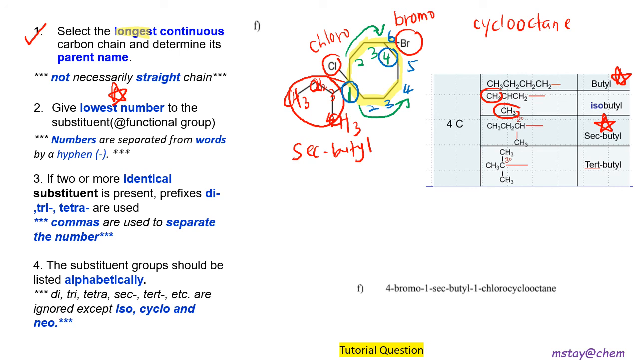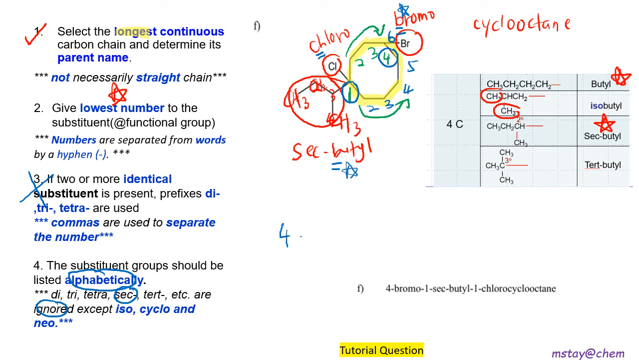Okay, so then now we have chloro, bromo, sec-butyl. There are no identical substituents, so we can ignore step number 3. For step number 4, we need to follow alphabetical order. For sec-butyl, sec is ignored, which means that we will consider B for butyl. Chloro, as usual, we consider the C, and bromo, as usual, we consider the B. So now here we have 2 Bs, one is butyl, one is bromo. Then we will focus on the second letter. R comes first, followed by U. So that's why we will start with bromo.